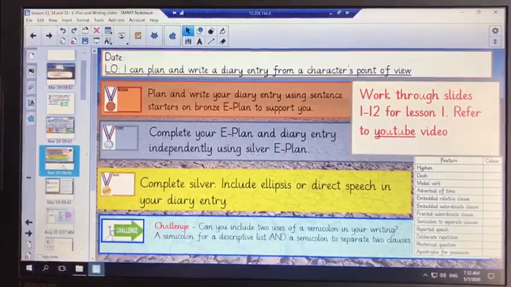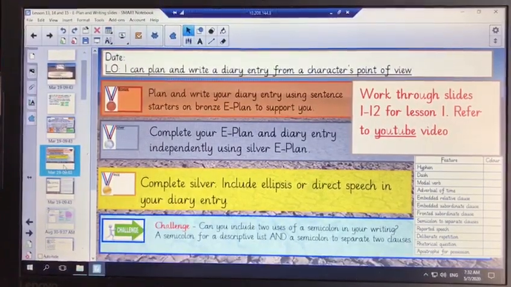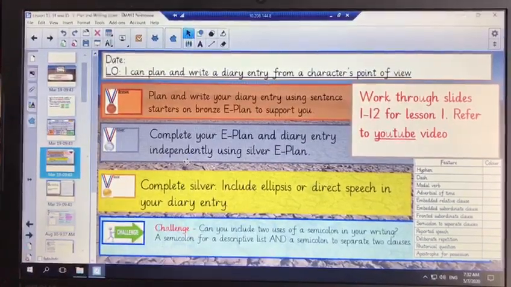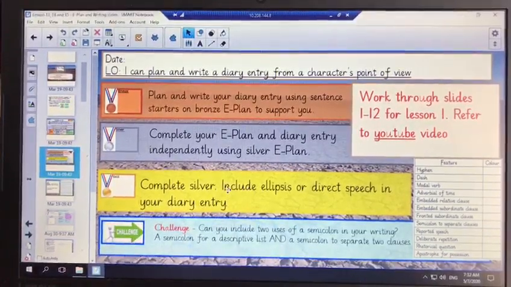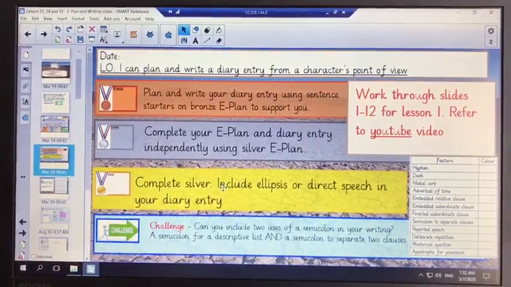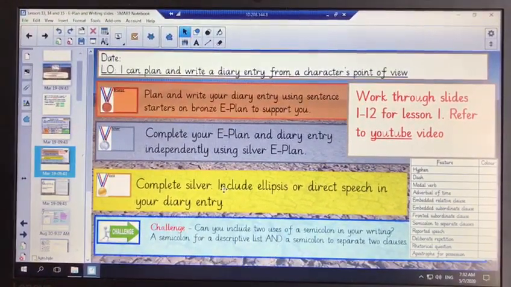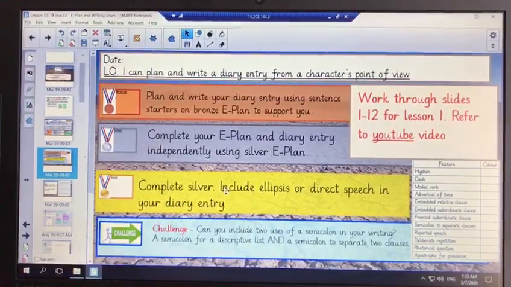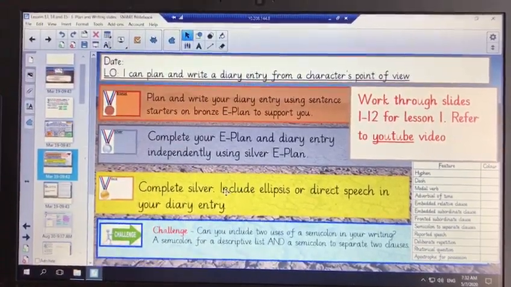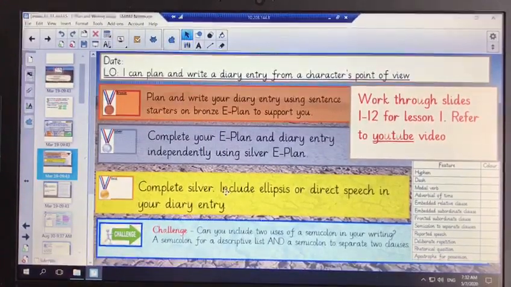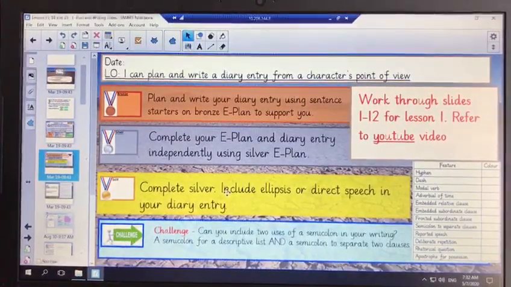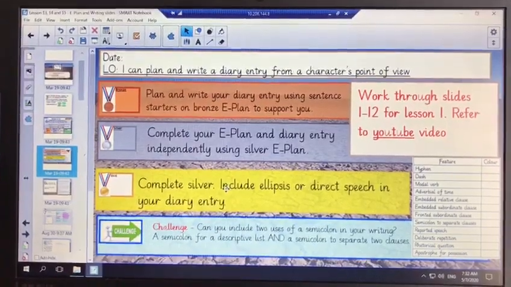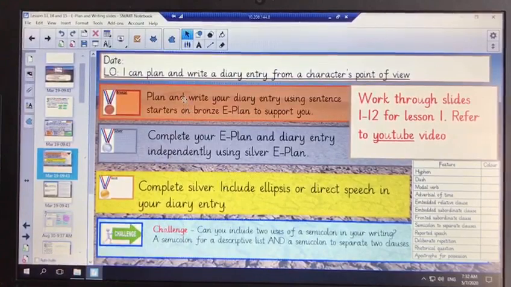So here's an instruction page of what you will need to be doing throughout our big write. Please take your time to pause and read through these carefully. We've got bronze, silver and gold tasks and a challenge as well, and these will be the same for the 3 lessons. For this lesson, lesson 1 of our big write, work through slides 1 to 12.